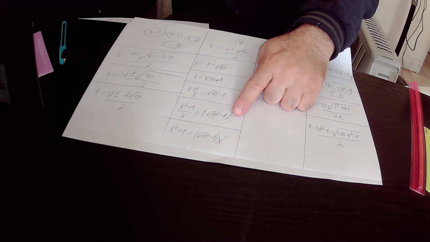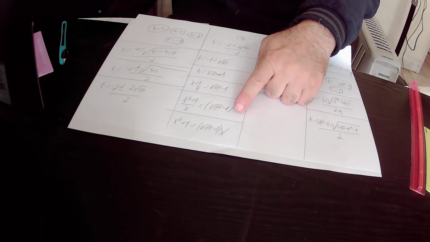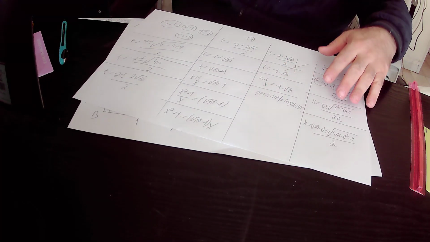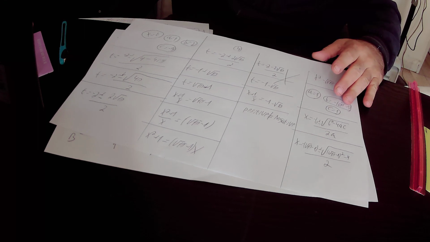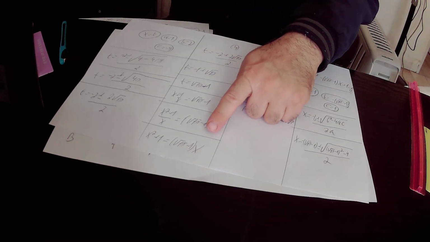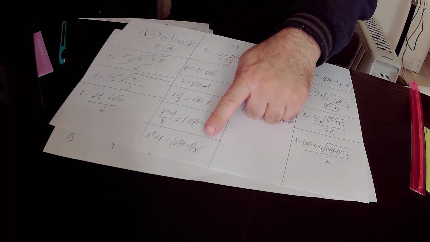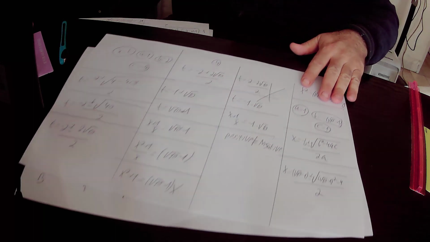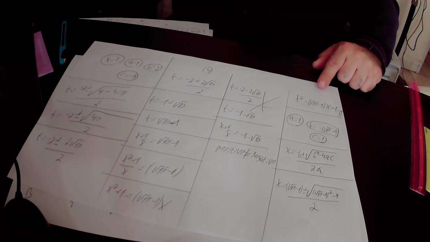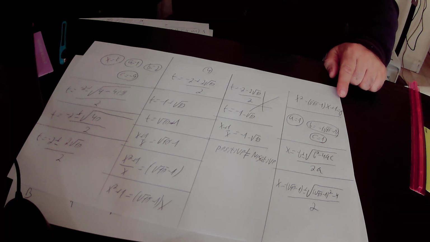We multiplied this equation by x and we got that x squared plus 1 equals square root of 10 minus 1 times x. And here we subtracted square root of 10 minus 1 times x from this equation, and we got a quadratic equation, x squared minus square root of 10 minus 1 times x plus 1 equals 0.